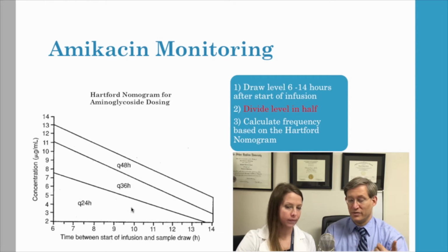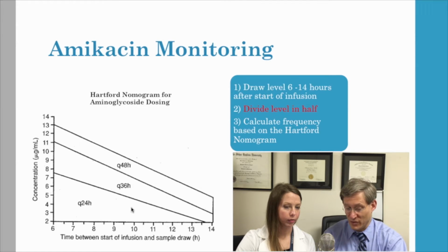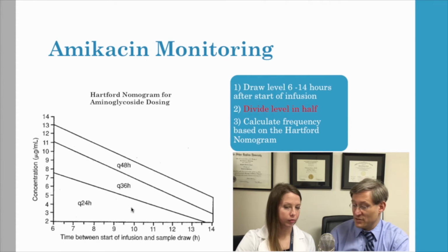So you coordinate with the nurse to make sure it's clear when the first dose was given, check a level 10 hours later, cut whatever value you get in half, and use this nomogram to determine whether you need to keep giving it: once every 24 hours, 36 hours, or 48 hours. Clinically, the way we recommend determining that is based on your culture results. If the cultures show an organism that's sensitive to other antibiotics, then you don't need to continue to give the aminoglycoside. That's in general how we do it.